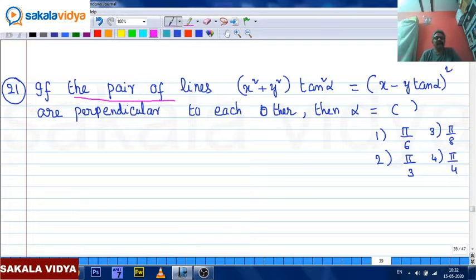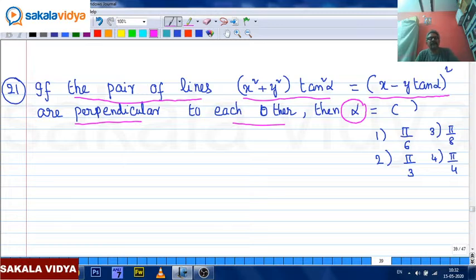The pair of lines x² + y² tan² alpha = (x − y tan alpha)² are perpendicular to each other. Then alpha we need to find out. So that means the pair of lines represents two perpendicular lines. Coefficient of x² plus coefficient of y² is equal to 0. Then we get the alpha value. So let us do it now.